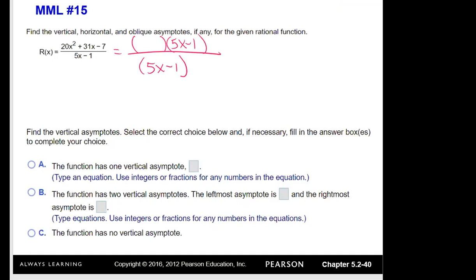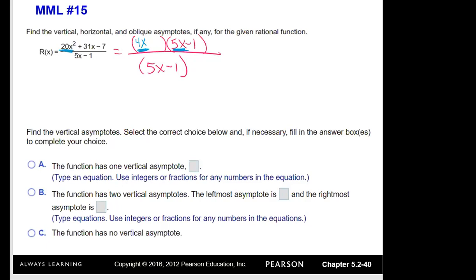If I try to factor that, I have to use the long method, the AC method, and I could do that. But my ultimate goal is to simplify this thing. And the only way it could simplify is if one of the factors of my numerator is a 5x minus 1. So I just put it down there. And then I look at this and I'm like, okay, if this is a 5x right here, what would have to go right here to give me a 20x squared? 4x.